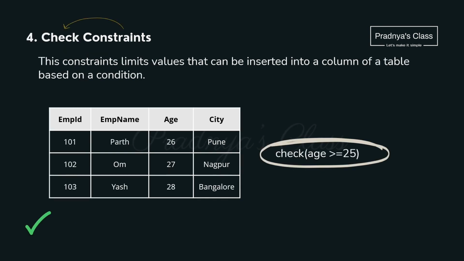Moving ahead to the fourth constraint, that is check constraint. If you want to apply some condition on the data which is going to be stored in the column, that time we can use check constraint. Look at the column age. We need the employee with the age greater than 25. With the check constraint, only the values which are greater than or equal to 25 will get entered.